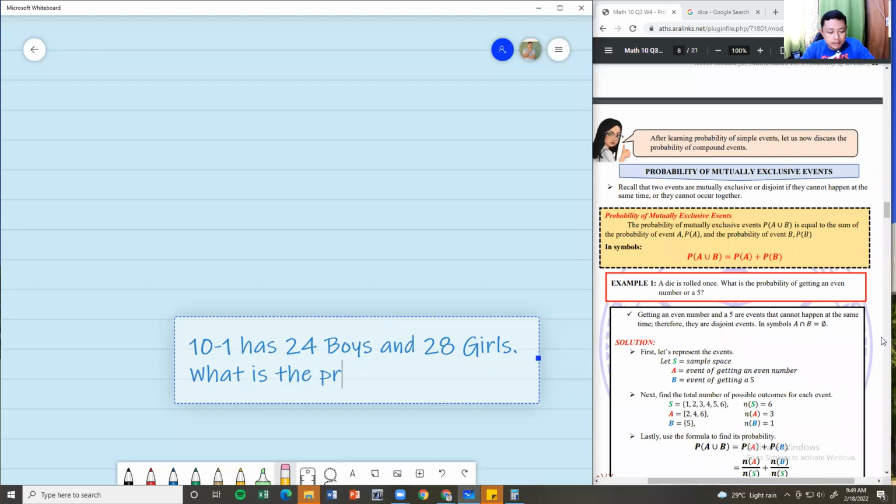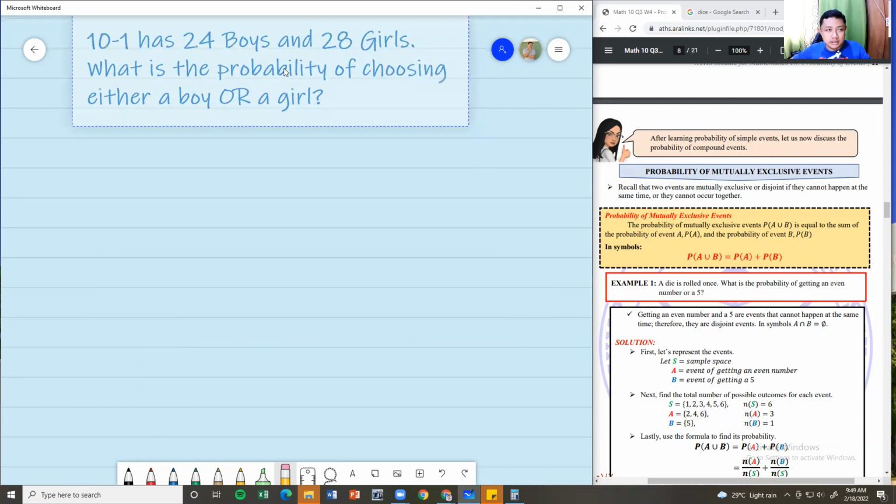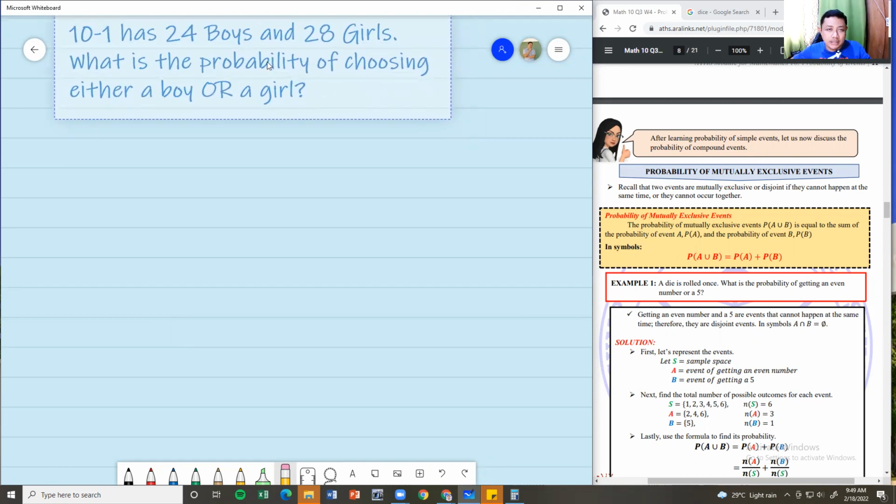What is the probability of choosing either a boy or a girl? Okay, game. Mutually exclusive events, because we have or. And boys can never be girls. They cannot be inclusive because boys are exclusive from girls, since the two are different. Go. Type the answer in the chat box. What is the probability of choosing either a boy or a girl? Type it in the chat box. Go.